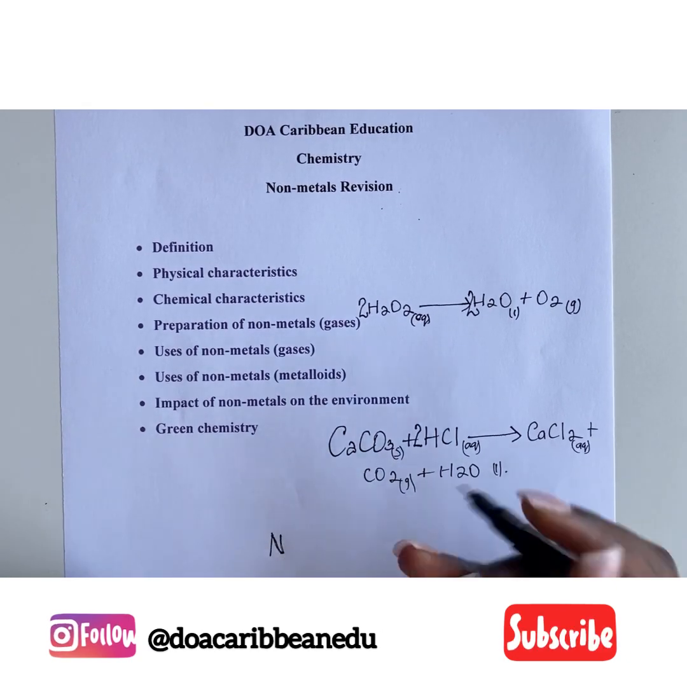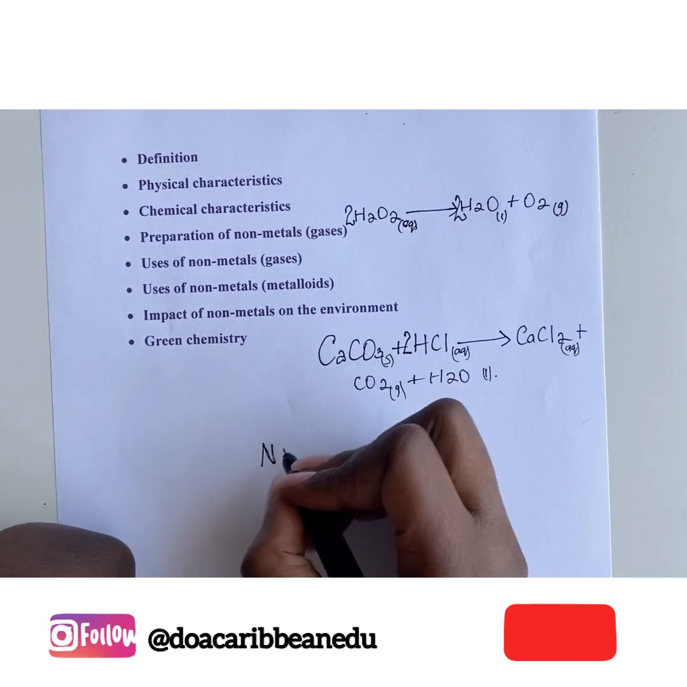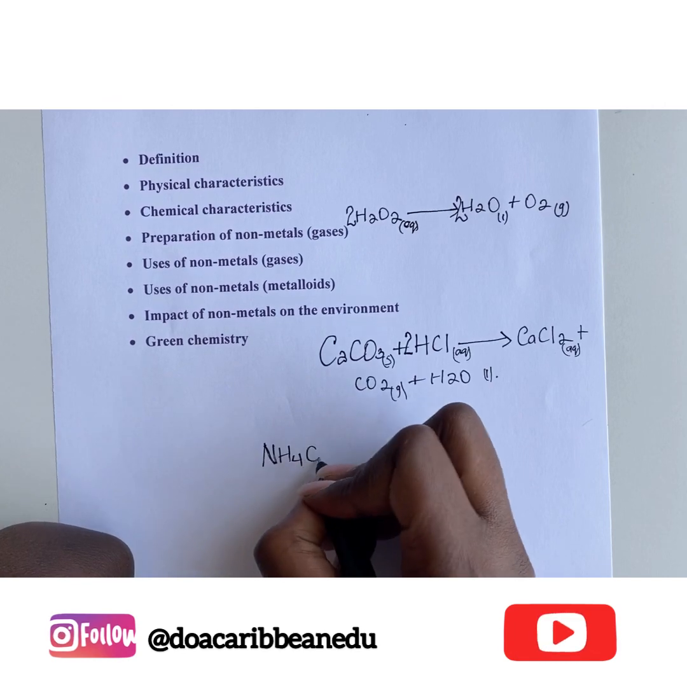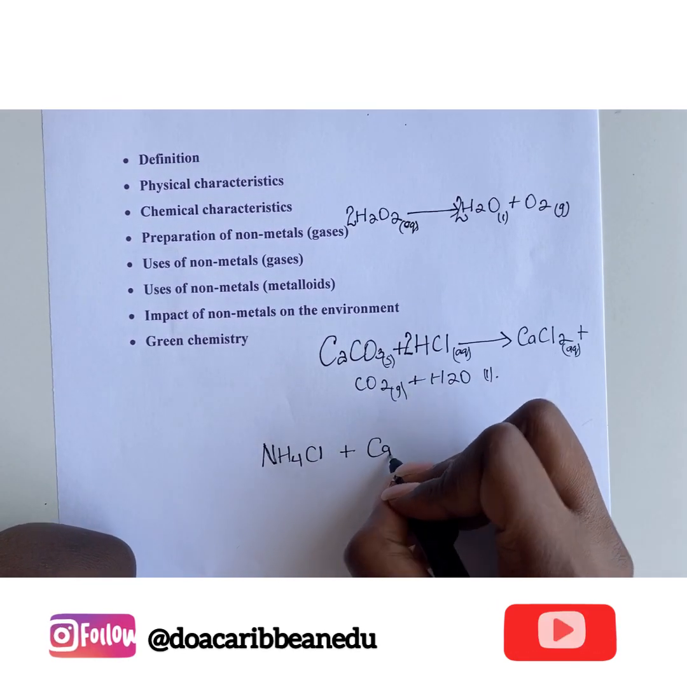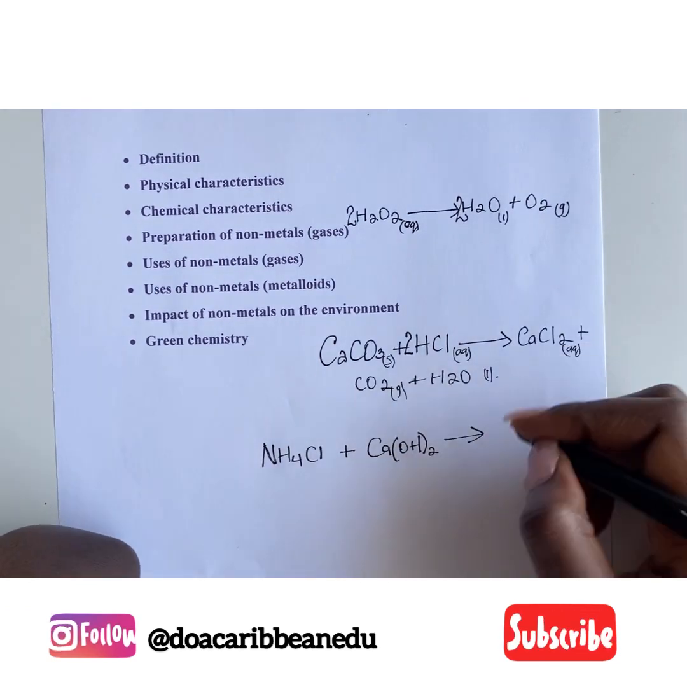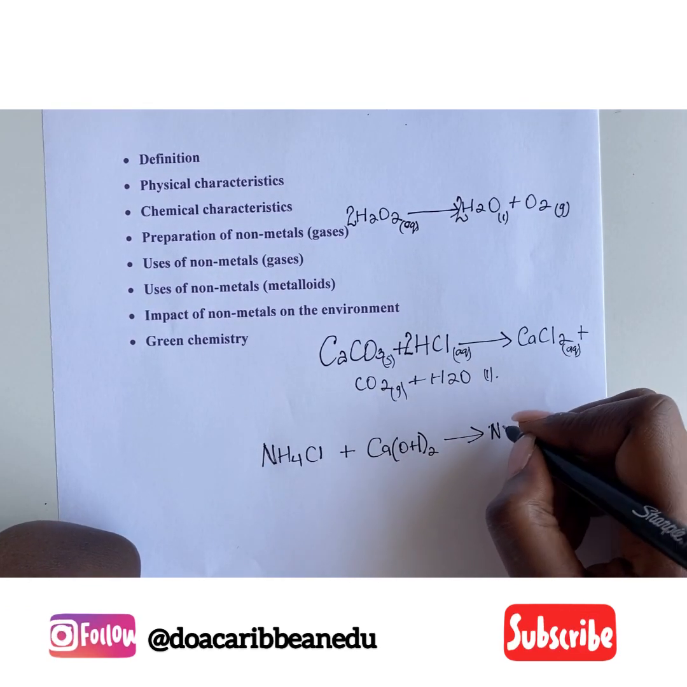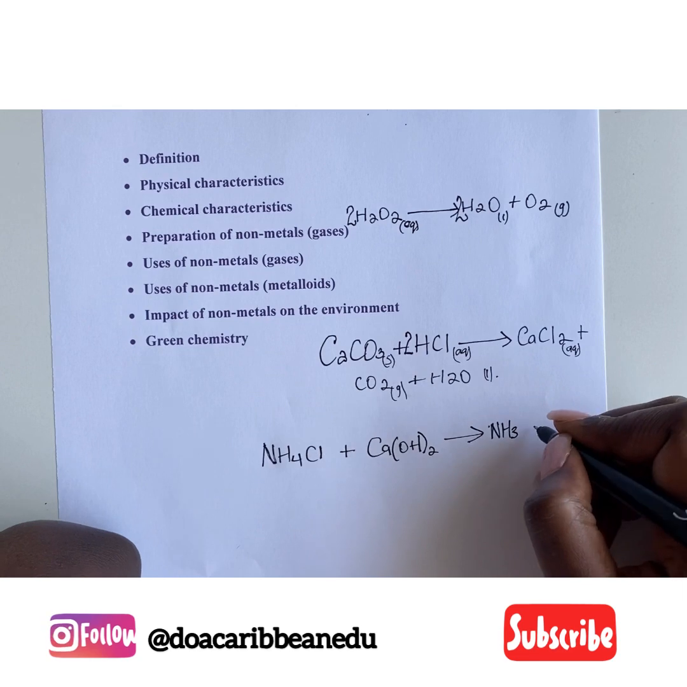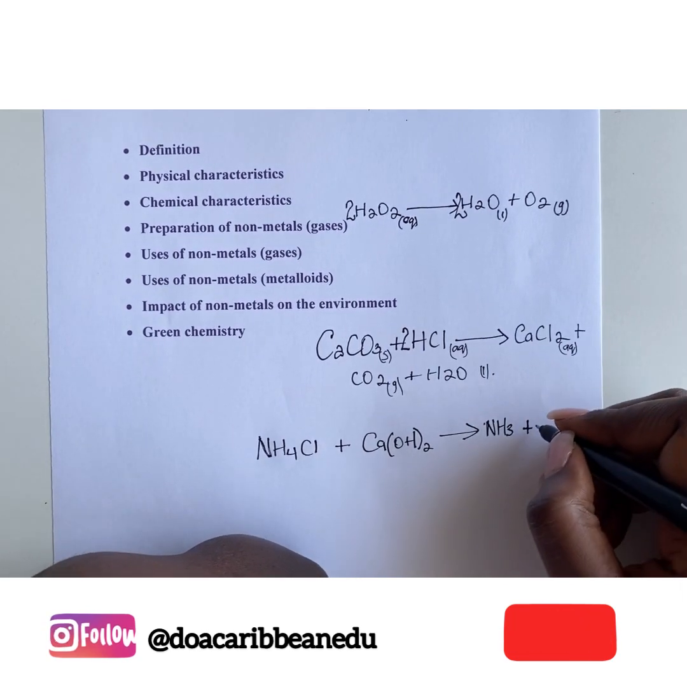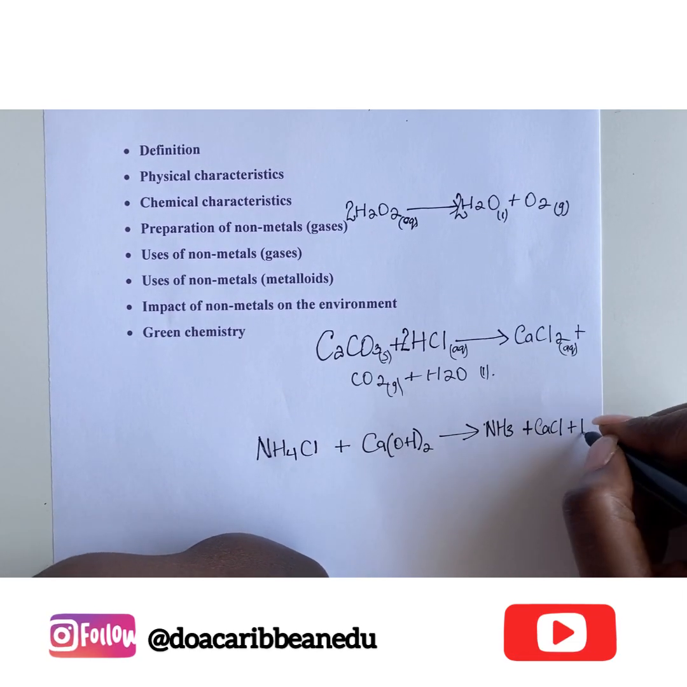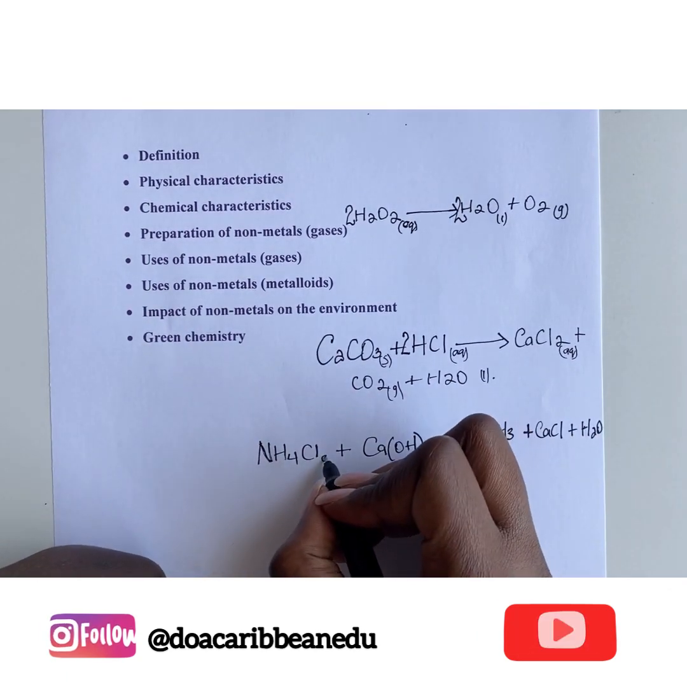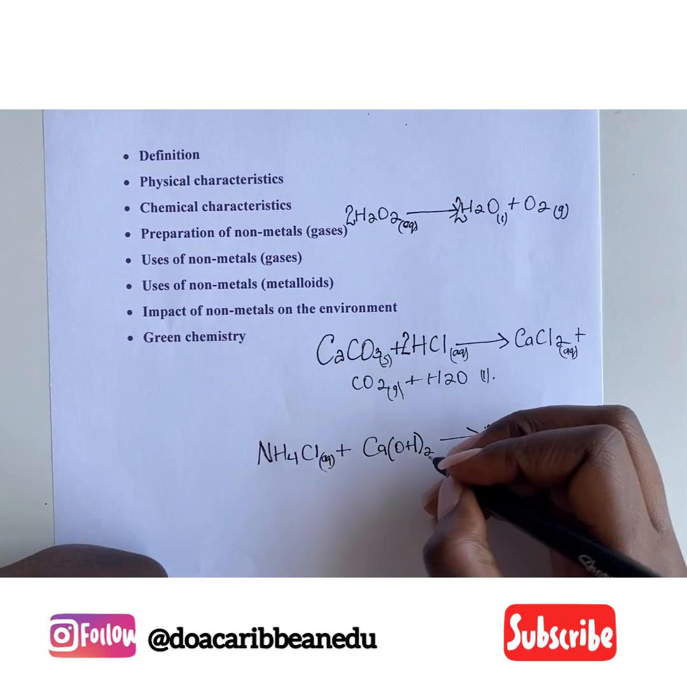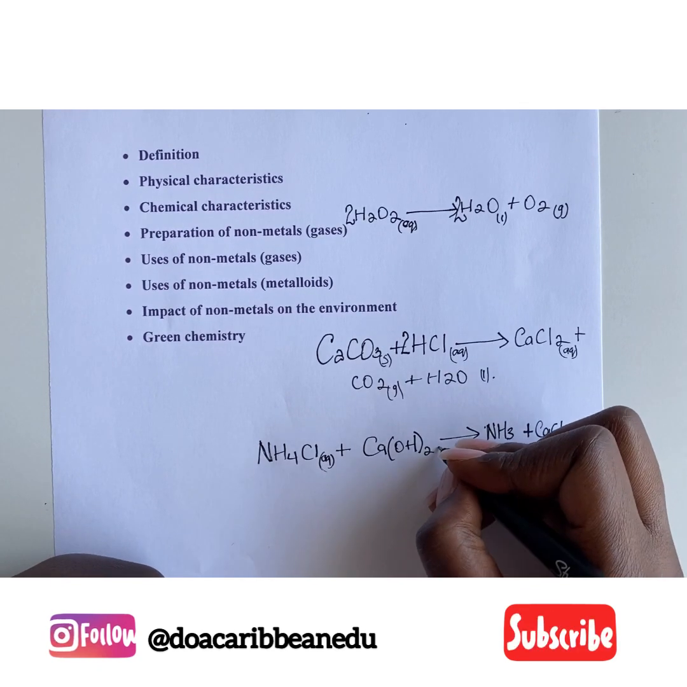Ammonium chloride, with a base here, calcium hydroxide, and we should get here ammonia, the salt of the base, calcium chloride, and water. Ammonium chloride here is aqueous. Calcium hydroxide here is aqueous.